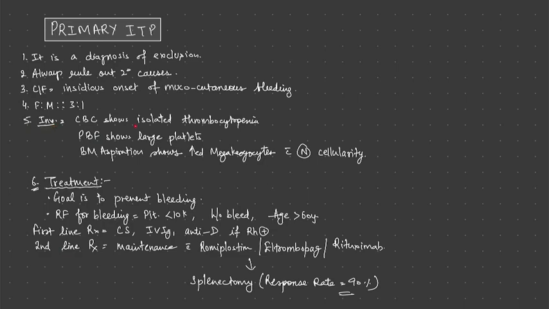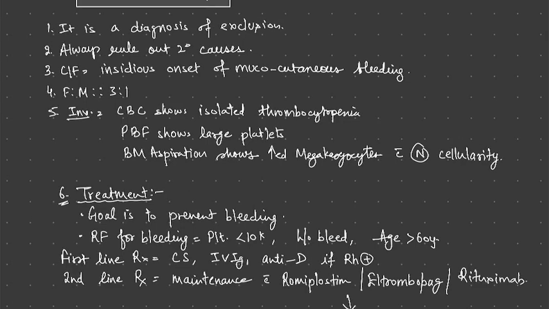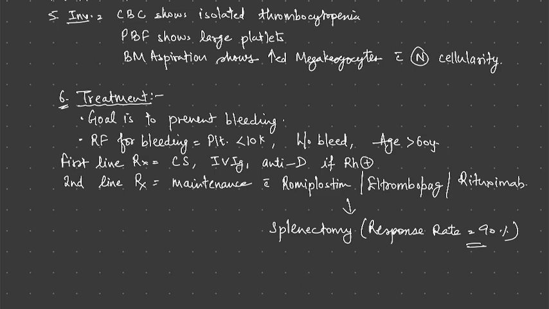Investigations. CBC shows isolated thrombocytopenia. Very important point. Peripheral blood film shows large platelets, and bone marrow aspiration shows increased megakaryocytes. Cellularity is normal, right?